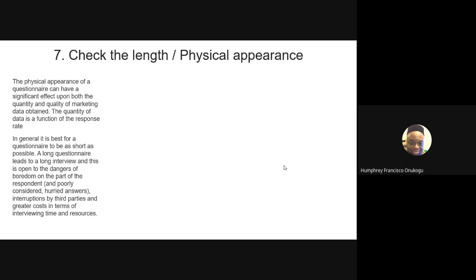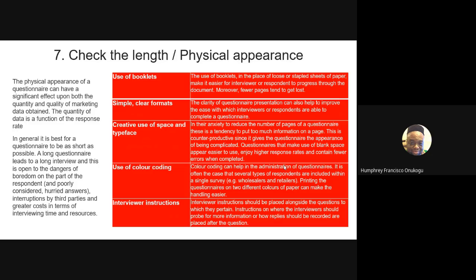These are the things that we can consider to get a very good questionnaire in terms of physical appearance and length. You can use booklets. The booklet in the place of loose or stapled sheets of paper makes it easier for the interviewer or respondent to progress through the document. Moreover, fewer pages tend to get lost. A lot of people will be using sheets of paper that are flying around. Why not organize them into a booklet?